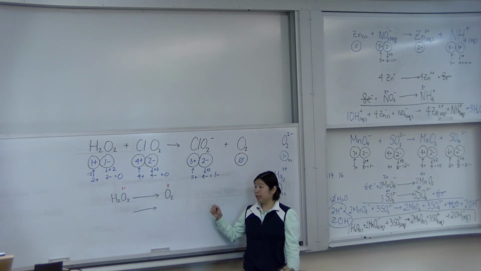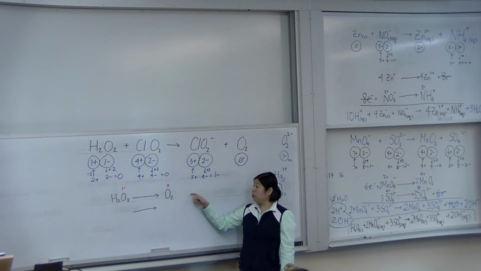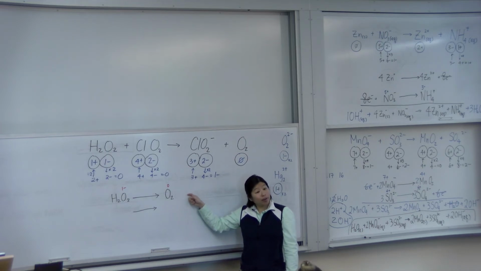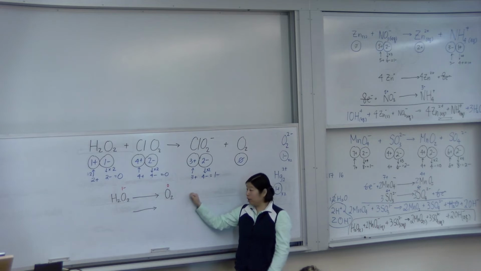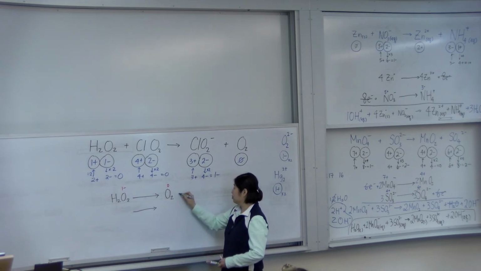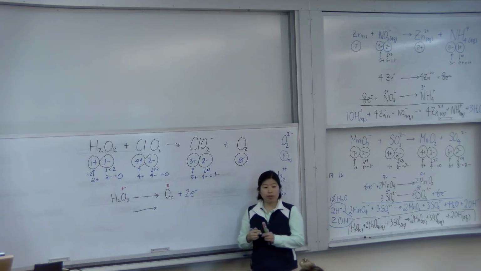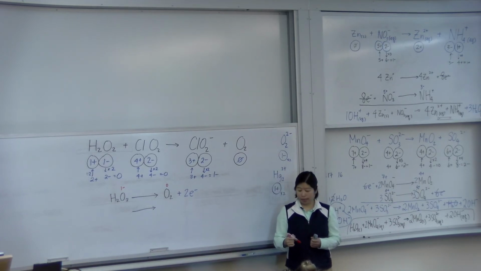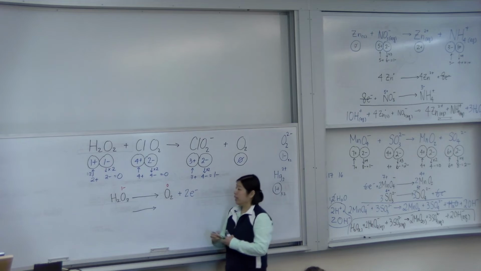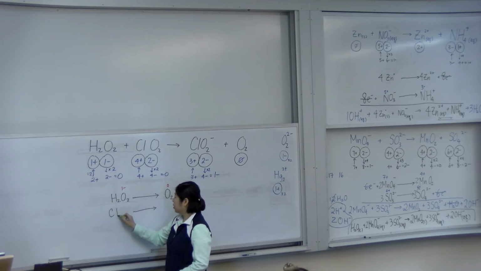If you had 1 oxygen, where would you put the electron? You would put 1 electron here. But we have 2 oxygens, so we need to put 2 electrons here. Do we all follow that logic? Yes? Okay. Then, of course, the rest is very similar to what we did before.